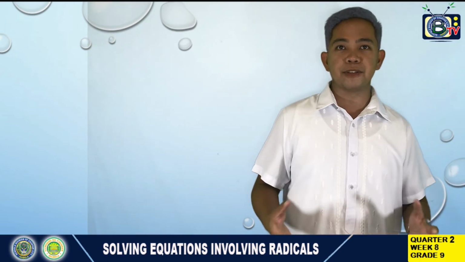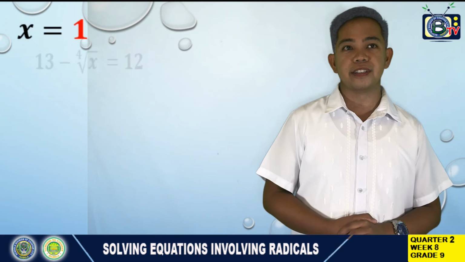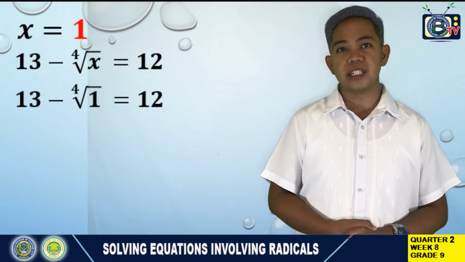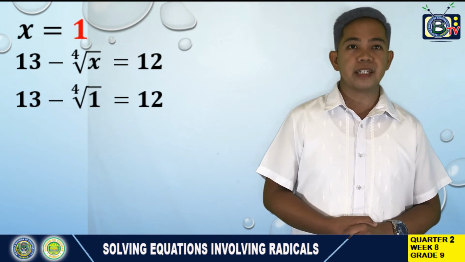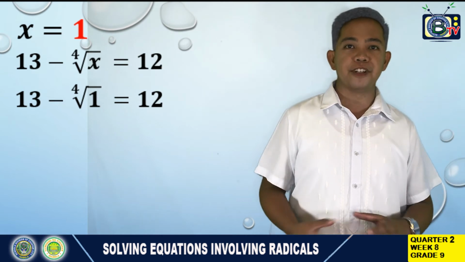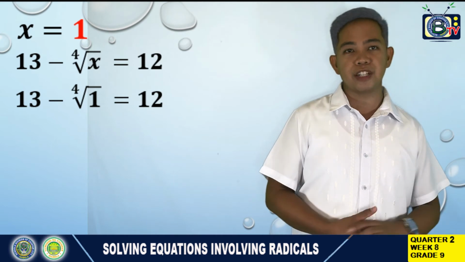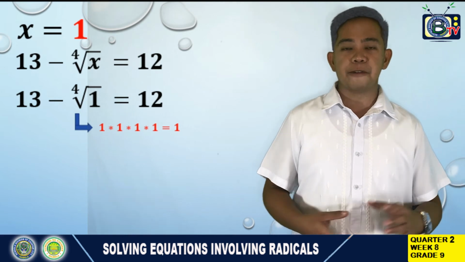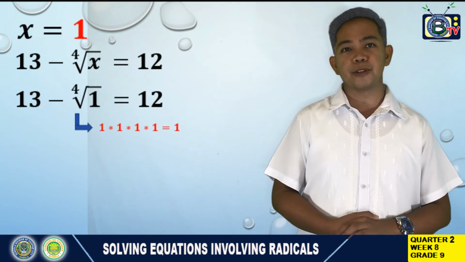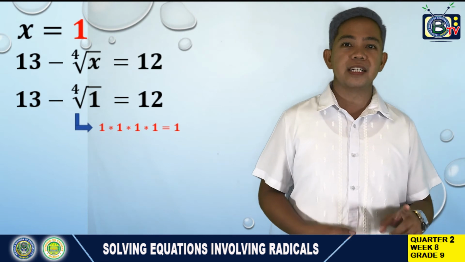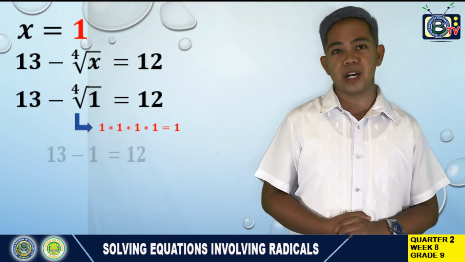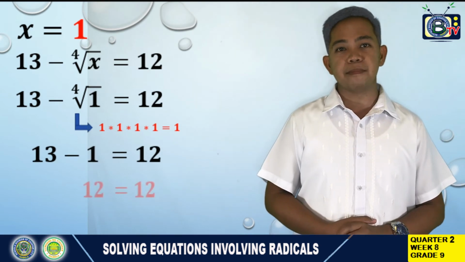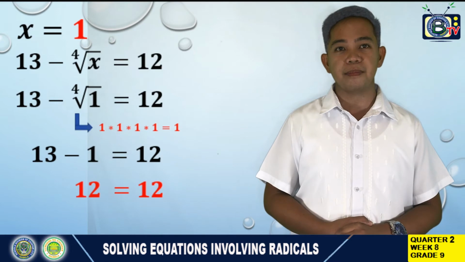Now, let's substitute the value of x to the original equation. Our equation becomes 13 minus the fourth root of 1 is equal to positive 12. Next, let's simplify the first term on the left side of the equation. 13 minus the fourth root of 1. The fourth root of 1 is also equal to positive 1 because 1 times 1 times 1 times 1 is equal to positive 1. So, we have 13 minus 1 is equal to positive 12.